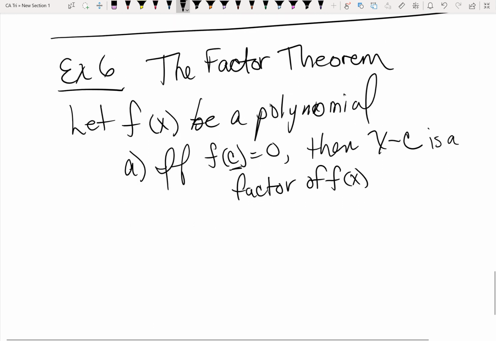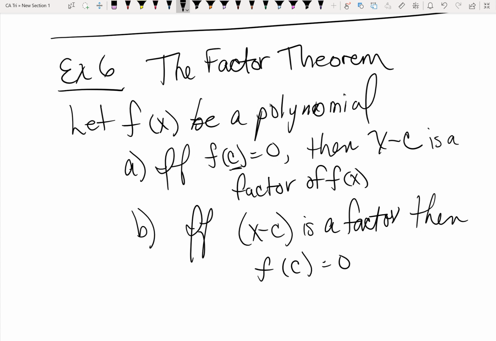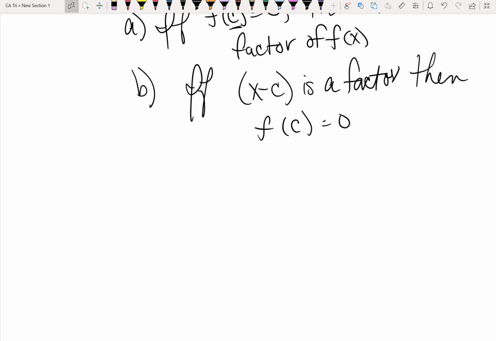The second concept in here: if x minus c is a factor, then f of c is equal to 0. So that's what we solve for the factors. Like if you have an x minus 2, x minus 3, then your solutions sit in there as well, with the opposite sign, right? And here's example 6 that falls right upon that.